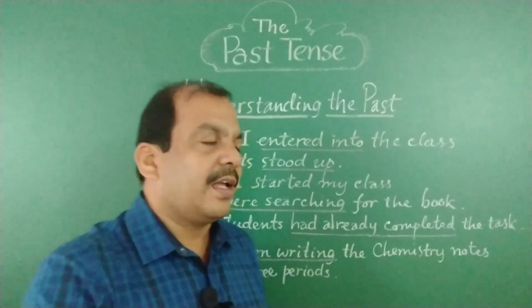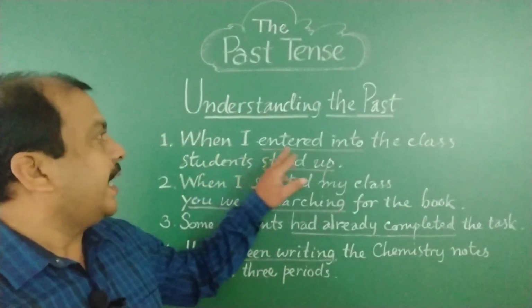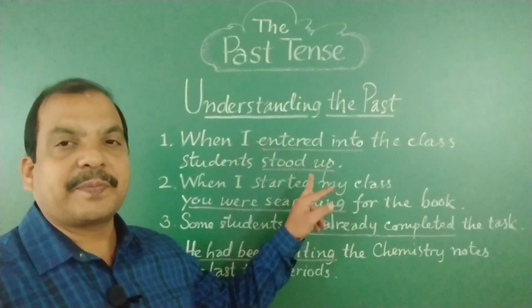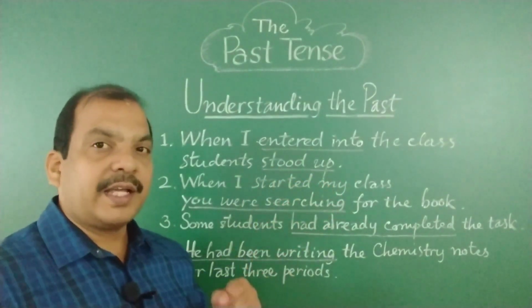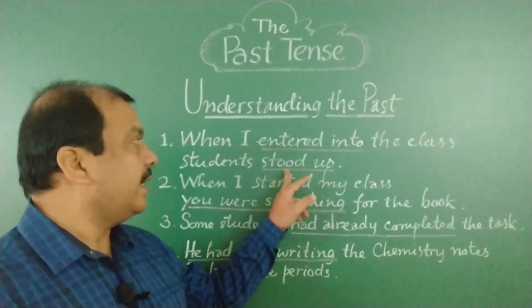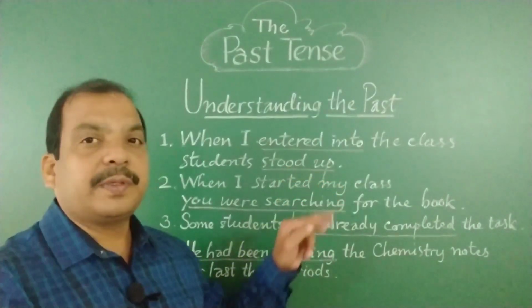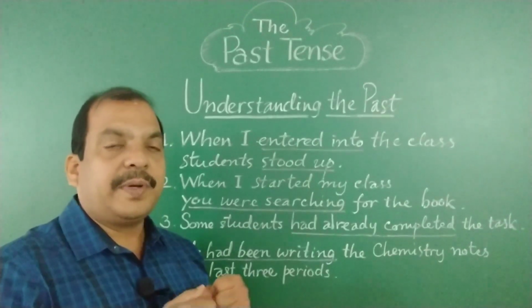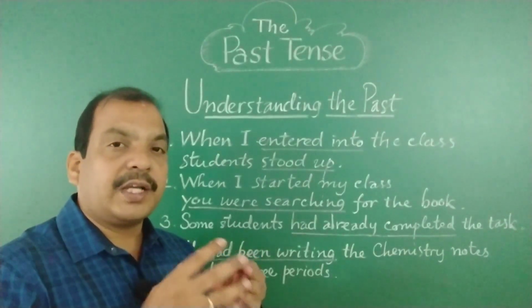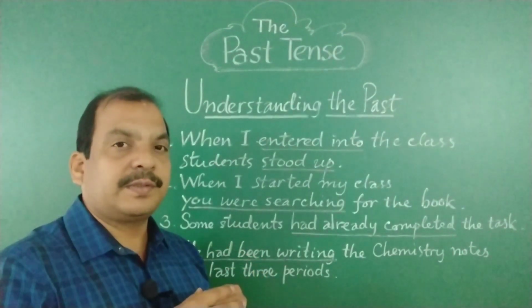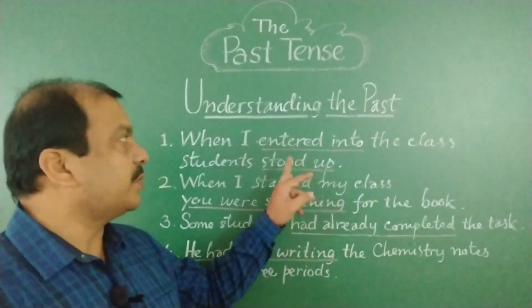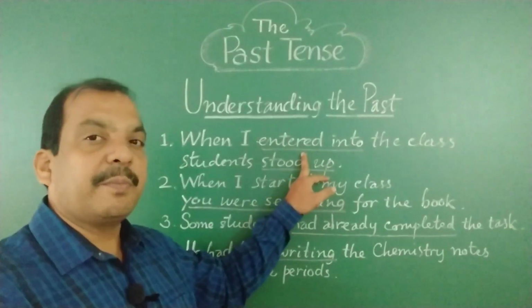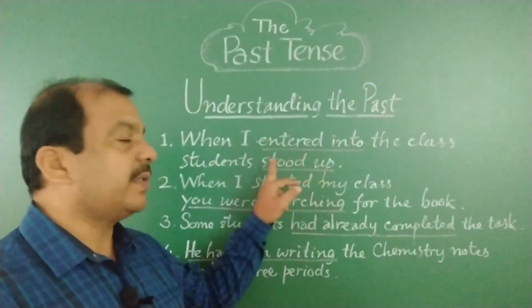Let's see. When I entered into the class, students stood up. Both the actions, when I entered and immediately you stood up, are quickly completed actions. When it talks about a quickly completed action in the past, we have to use the past simple: subject plus V2, the second form of the verb.